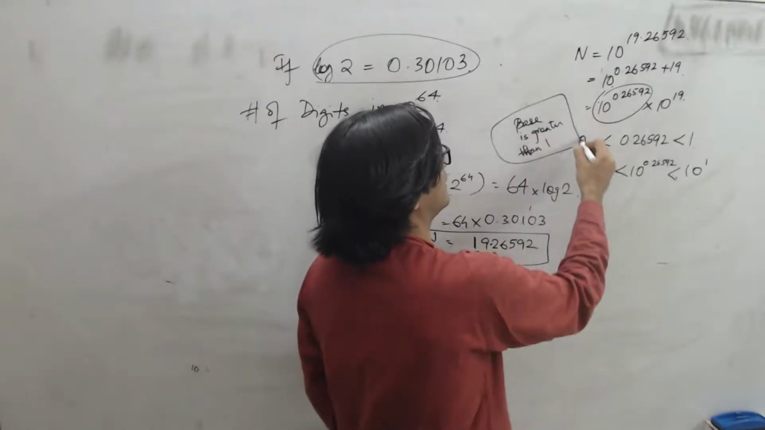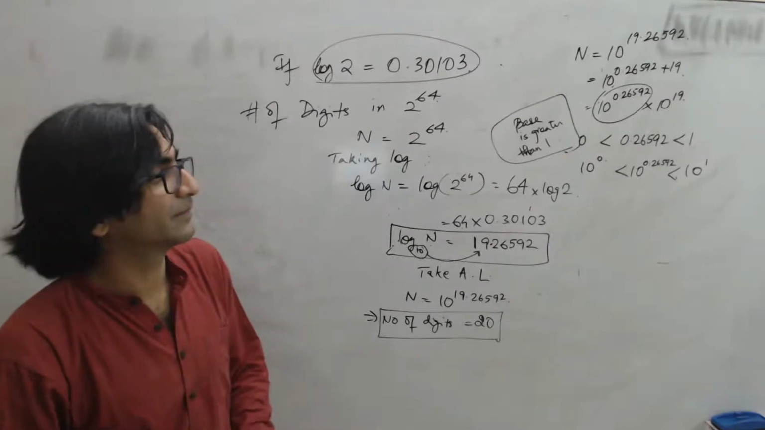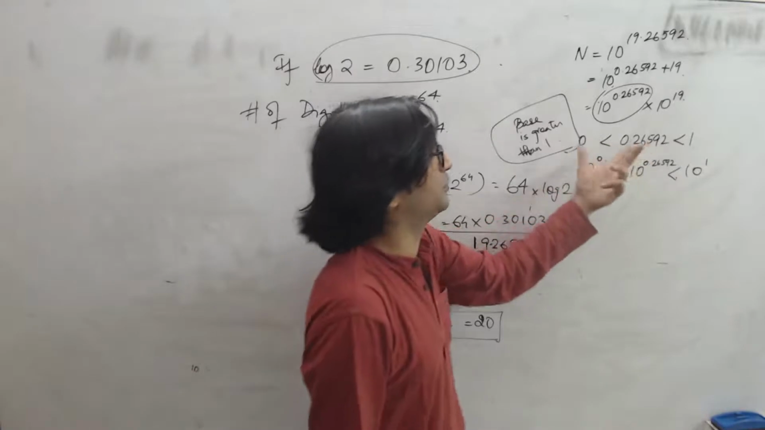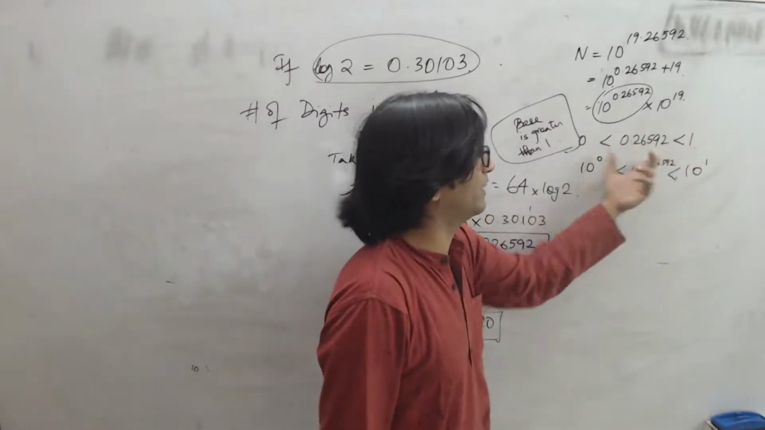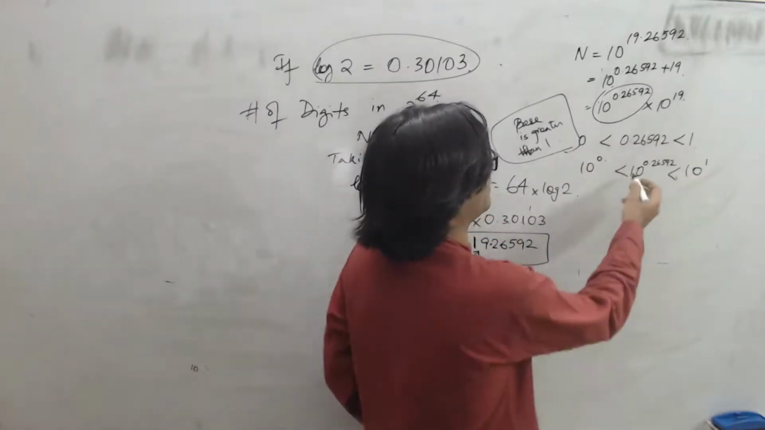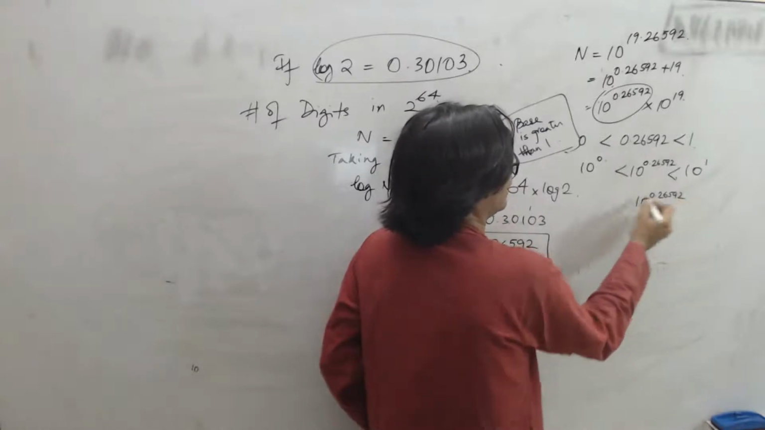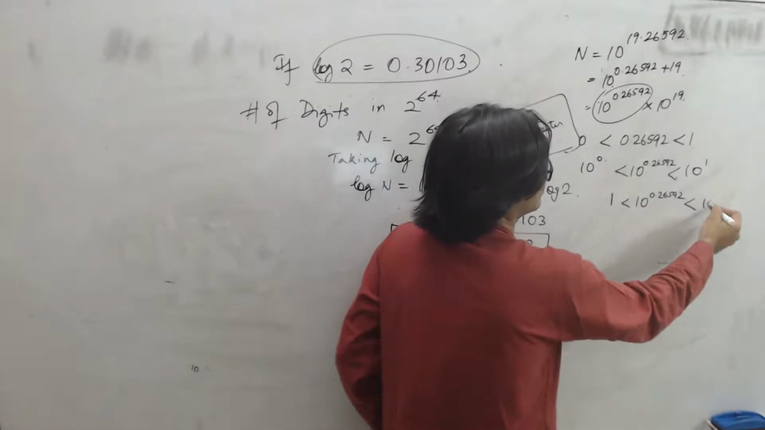Right? The relevance of this will become clearer. Since the power lies between 0 and 1, between 10 to the power 0 and 10 to the power 1, basically the same ascending order will exist for their exponents. So what I end up getting is 10 to the power 0.26592 lies between 10 power 0, which is 1, and 10 power 1, which is 10.